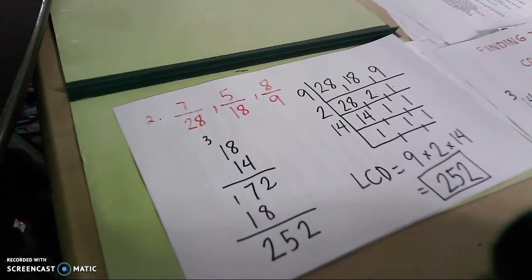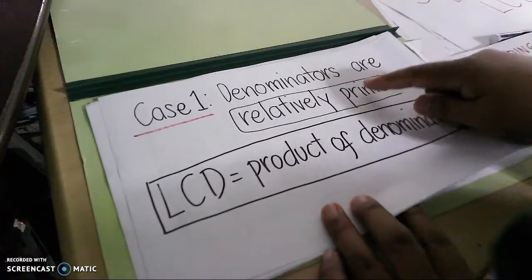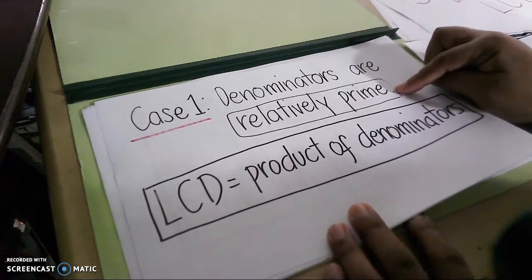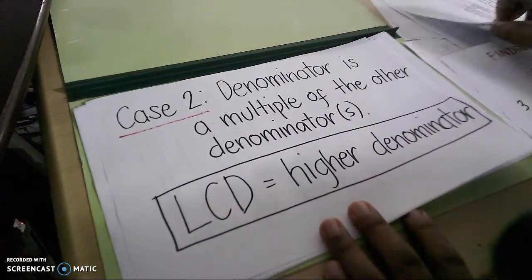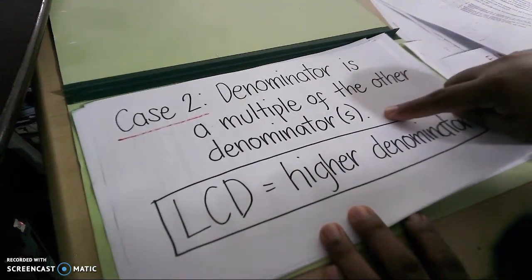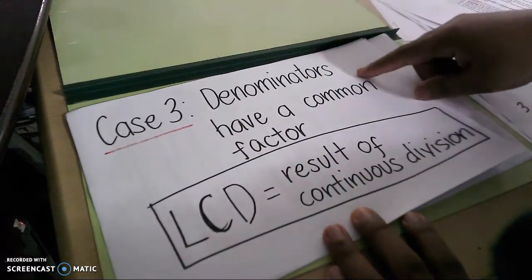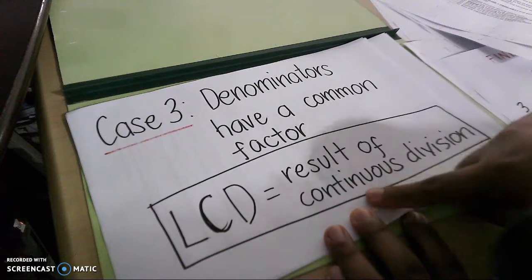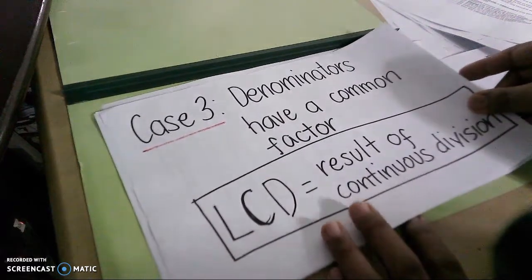That's it. We now finish discussing the 3 cases. Just a reminder. Let me just show you again the different cases. For case 1, when the denominators are relatively prime, the LCD is just the product of the denominators. In case 2, if the denominator is a multiple of the other denominators, just copy the higher denominator. And in case 3, the denominators have a common factor, you use continuous division. Okay, you are now ready to answer the written work. Good luck!